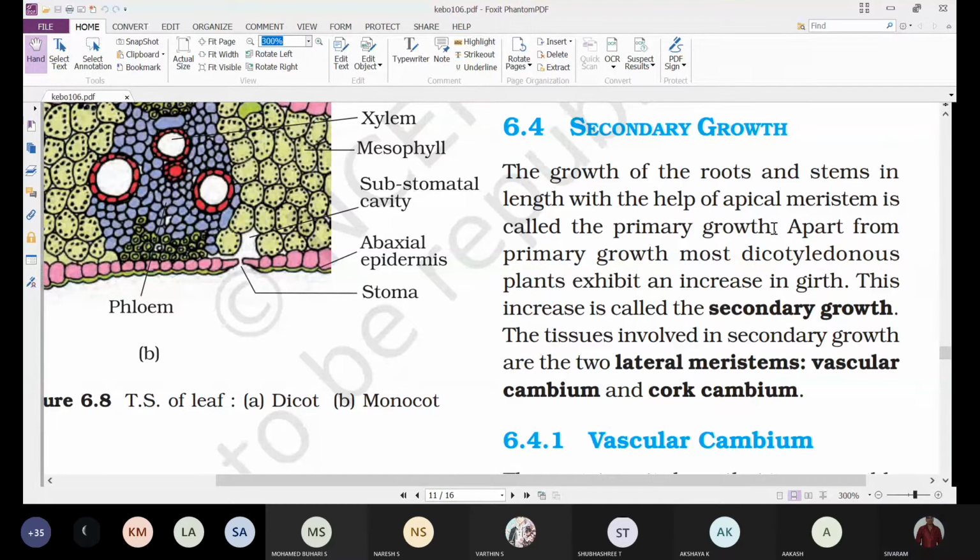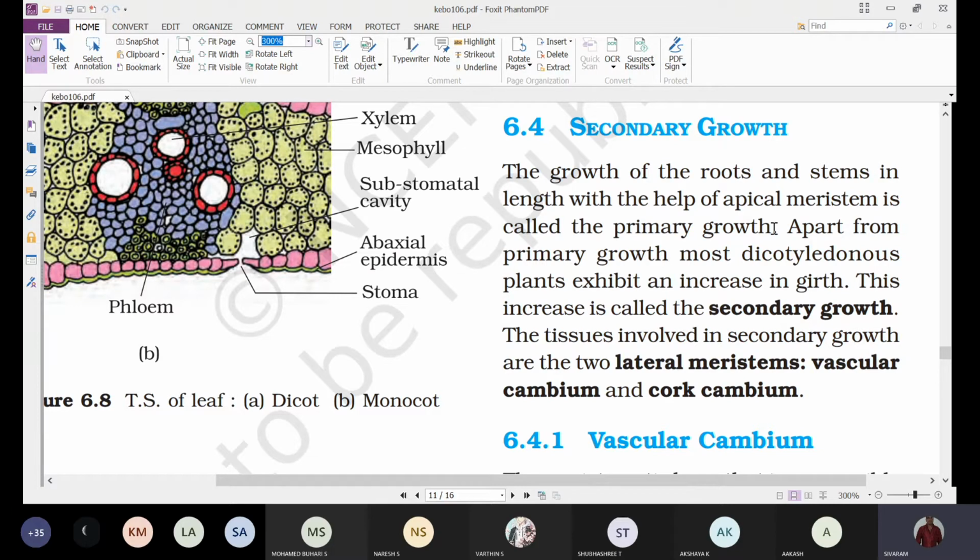the growth not only occurs lengthwise, the growth also occurs laterally. A radial increase in the stem and the root also occurs in the mature regions. And this is called secondary growth. That is what we can see here.